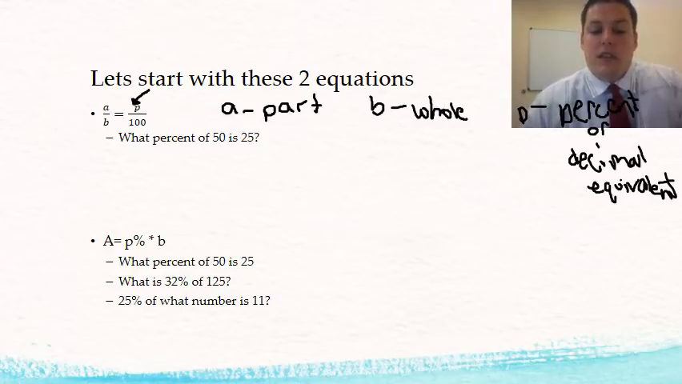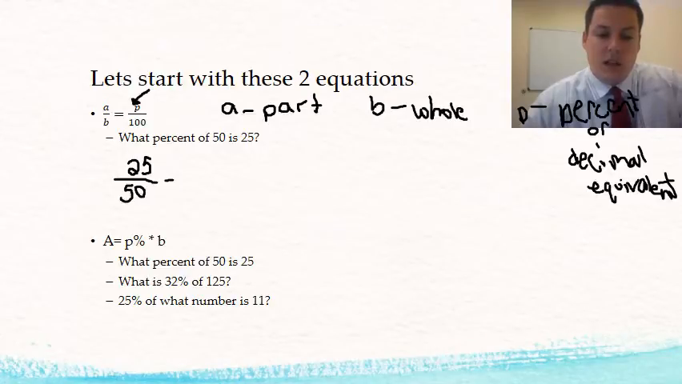What percent of 50 is 25? So we're looking for this P. 25 would be the part, because we know the whole is 50. That's the larger number. So 25 over 50 equals P over 100. And remember, we have a proportion here. This is a percent proportion. Anytime we have a proportion, we can cross multiply. We'll see that we have 25 times 100 equals 50 times P.